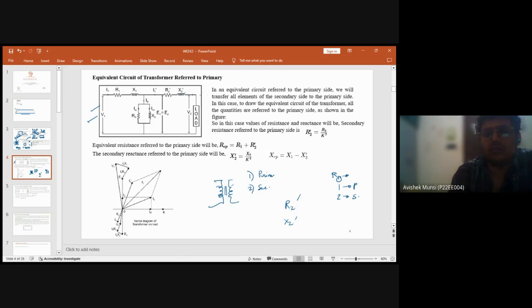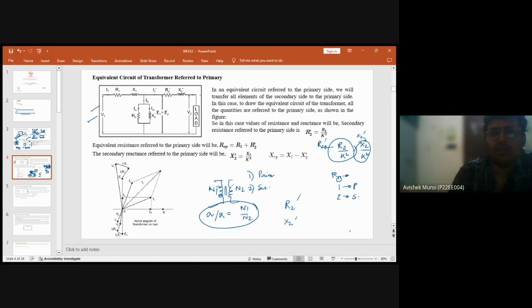For that, we have to know that there will be a number of turns, N1 and N2. Last class I discussed that the turns ratio A or K can be noted as N1 by N2. So basically, when we are referring a secondary resistance and reactance to the primary side, we just divide it by the square of the turns ratio. The reactance becomes like this. So this will be the R2 dash, and this will be the X2 dash. Fine.